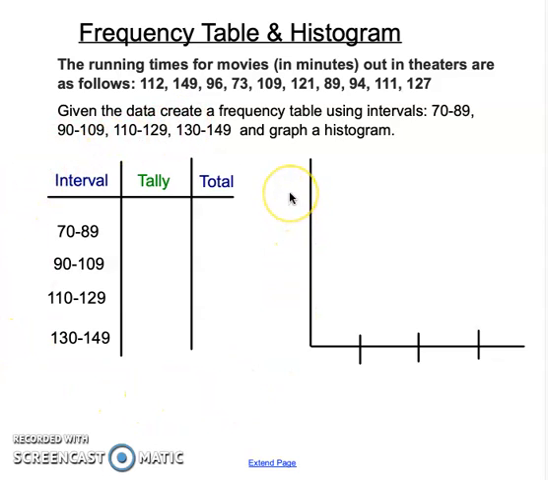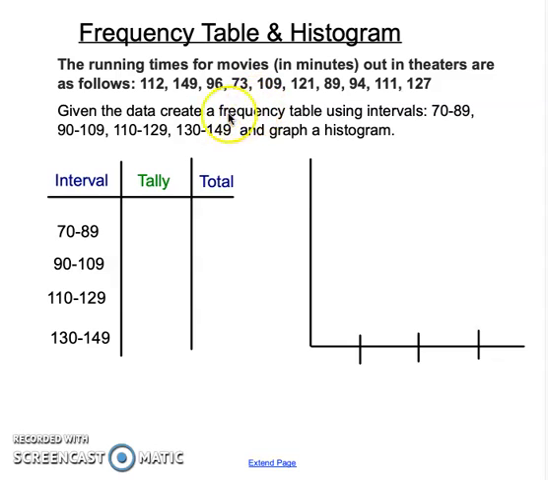When we're doing a frequency table, we're going to figure out what our intervals are. Here it tells us to use the intervals 70 to 89, 90 to 109, 110 to 129, 130 to 149. I'm going to go through each of these numbers and figure out what range it falls into. So you can have how many movies are between these two times, how many are between these two, and so on. Now it told us what intervals to use in this case, so we're going to go ahead and do that. But we're not always going to be told that. So let's talk a little bit about where these intervals came from.